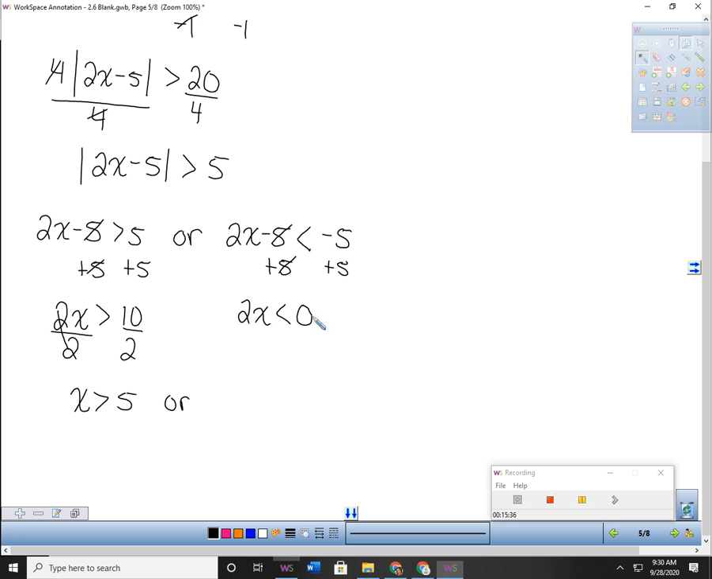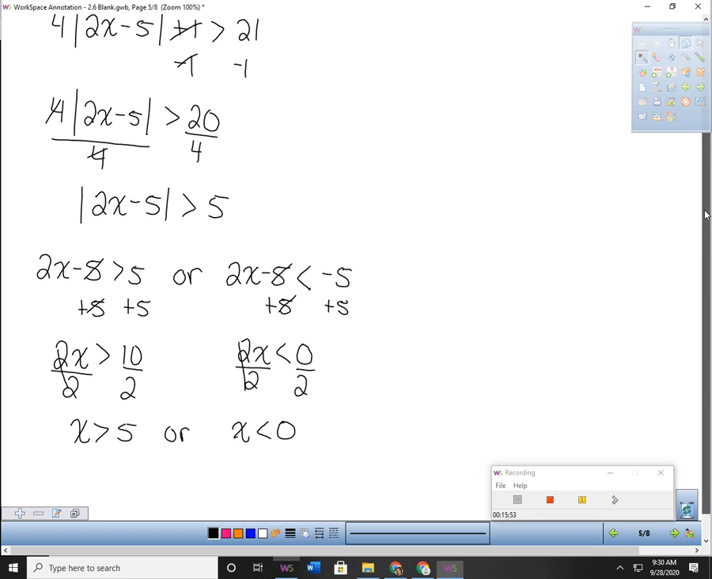Now we always freak out when we get a 0 over here, but we're not going to do that because 0 is a number too. So I'm going to divide by 2. So x is less than 0. So this is an or. We don't make the one statement, correct? We're going to go up here.